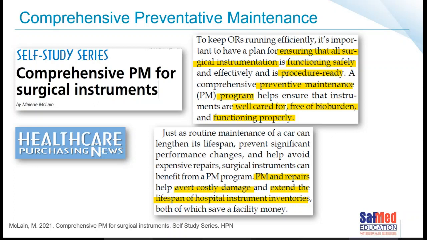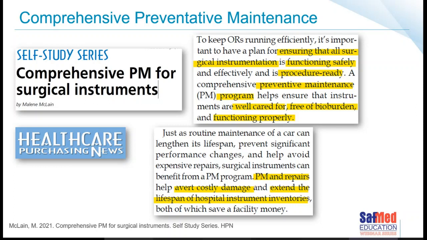And the article goes on to discuss that to keep operating rooms running efficiently, it's important to have a plan for ensuring that all surgical instruments are functioning safely and that all the instruments are effective and they are ready for use in the procedure. A comprehensive preventative maintenance program helps to ensure that instruments are well cared for, are free of bioburden, and are functioning properly.